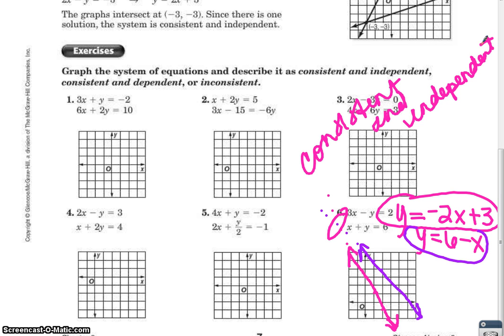Okay, so you were given 3 examples. Again, I want you guys to try and attempt 2, 4, and 5 before you come to class on Monday, and we'll go over those 3. And then on Monday in class, you're going to work the back page. So again, if you don't have a calculator, you should still be able to graph using the y-intercept and the slope. So please let me know if you have any questions, and good luck, and I will see you on Monday.